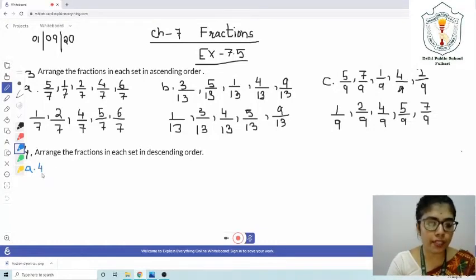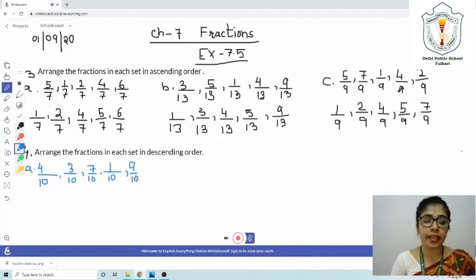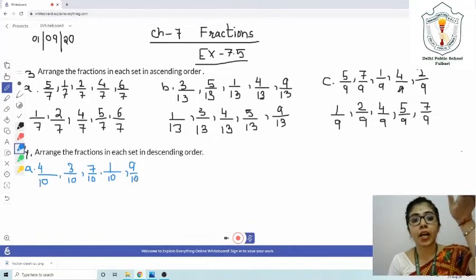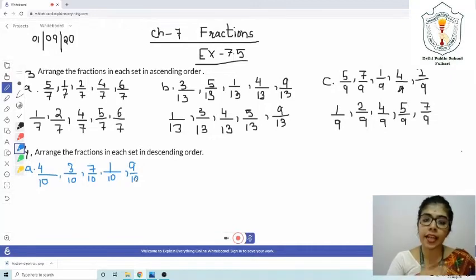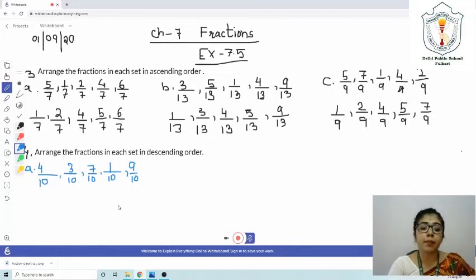Now, descending order. Descending means from bigger to smaller. So bigger to smaller means descending. Descend means to come down. So let us see now. We'll start with the biggest number first. Here the biggest number is 9 by 10.